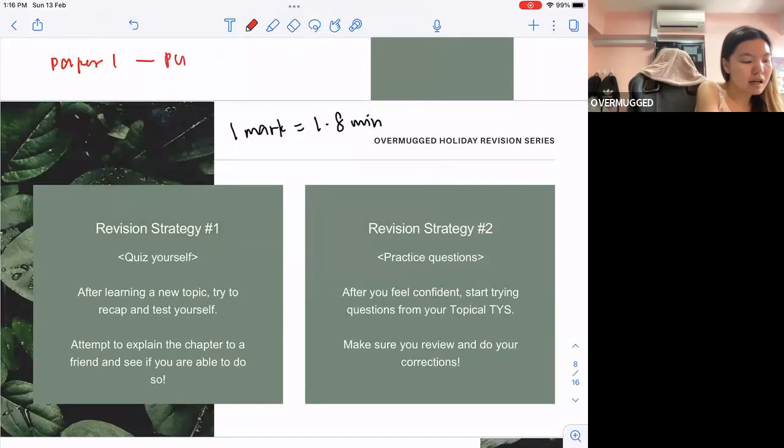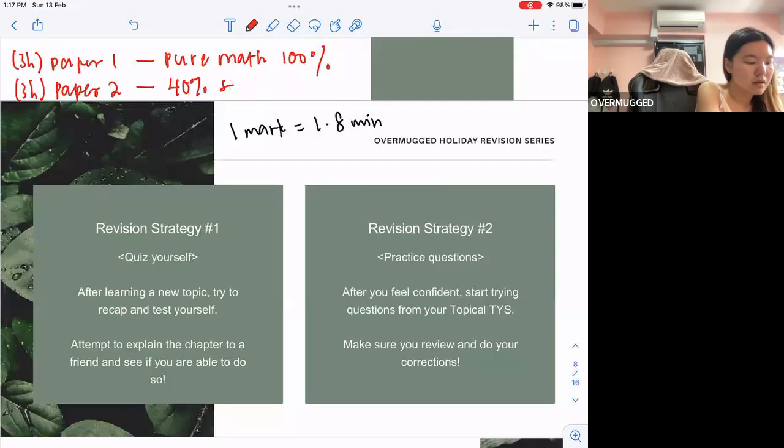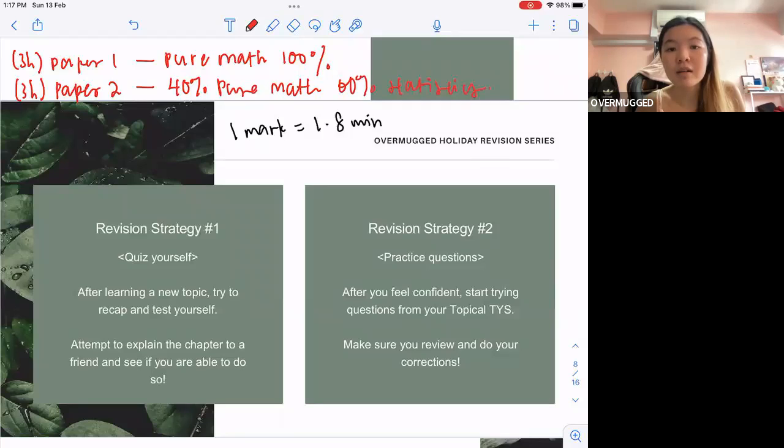Which is just 100% pure math. Okay, and Paper 1 is 3 hours. Paper 2 is also 3 hours. Okay, but it is 40% pure math, and then it will be 60% statistics. Each are 100 marks.